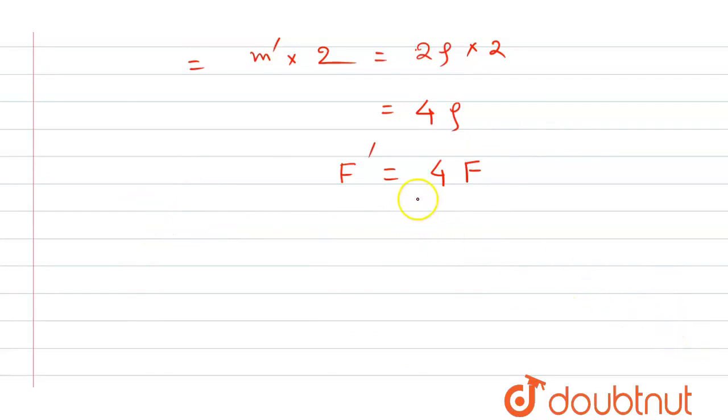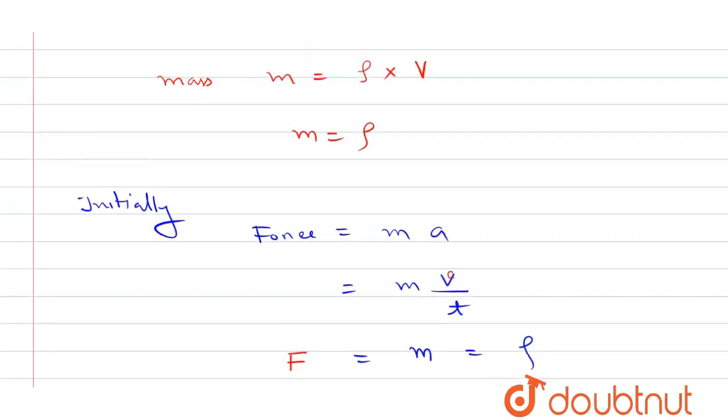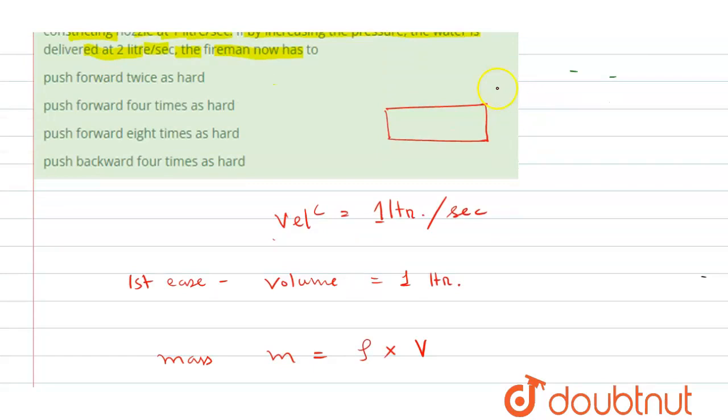So it will be in the forward direction since the flow is increasing. If we decrease the flow, we have to apply the force in the backward direction. But since the flow is increasing, that is 1 liter per second to 2 liter per second, the fireman has to push forward 4 times as hard. So the second option is our correct option.